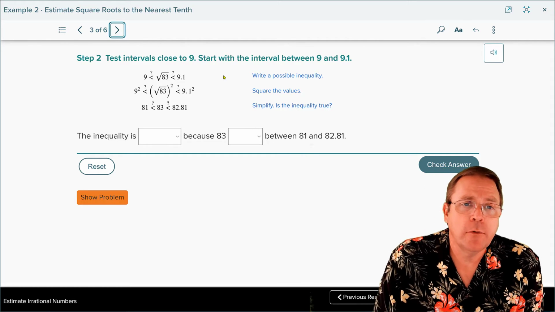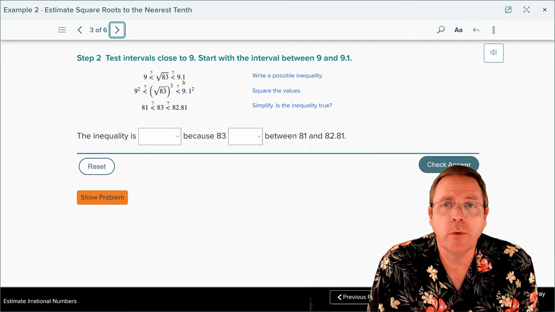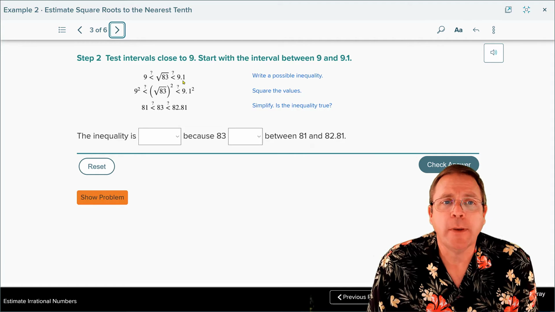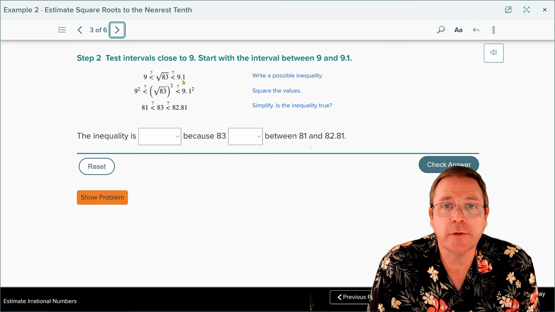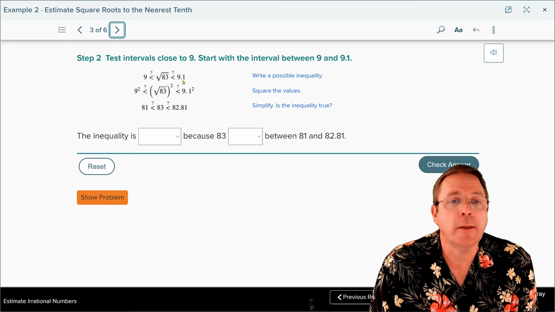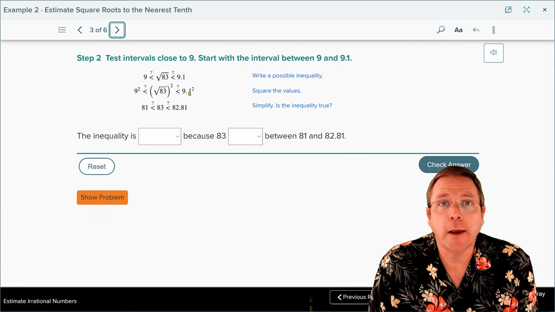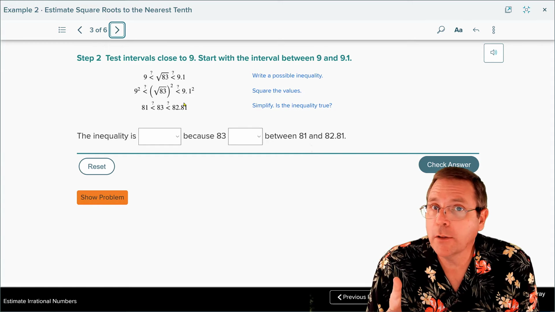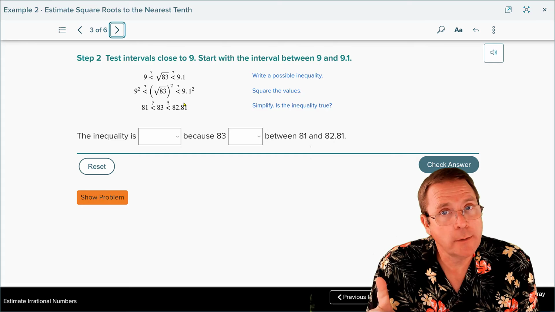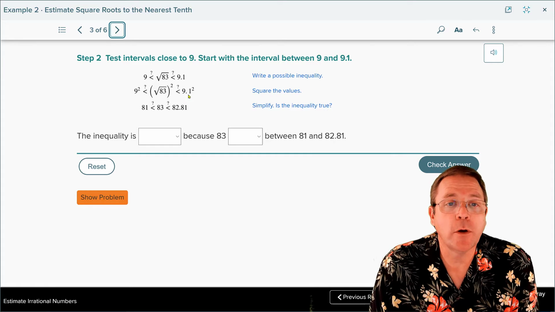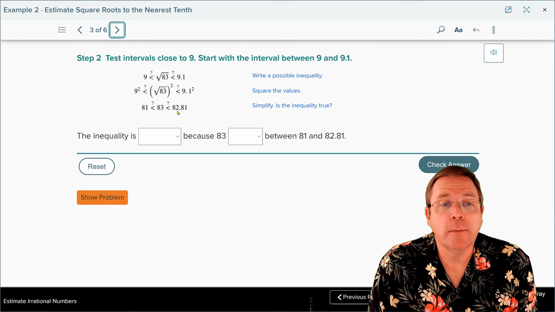We're going to pick 9.1. Why 9.1? Because it's the closest tenth to the 9 that's bigger than the 9. So when you square 9, you get 81. When you square 9.1, yes, you can use a calculator for this. But don't use your calculator to find the answer. When you square 9.1, that would end up giving you 82.81.